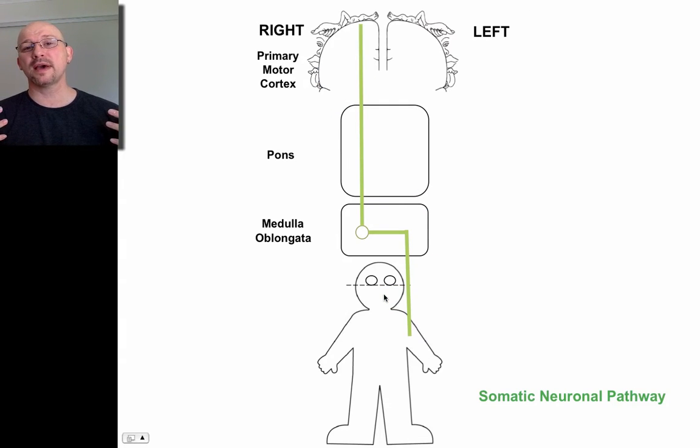Now let's take a look at the somatic pathways. Soma here just meaning the body. So the pathways that go down to the body. When we start, we're starting in a different part. For the upper part of the face, we started here. For the lower part of the face, we started down here. But here we're talking about the body.